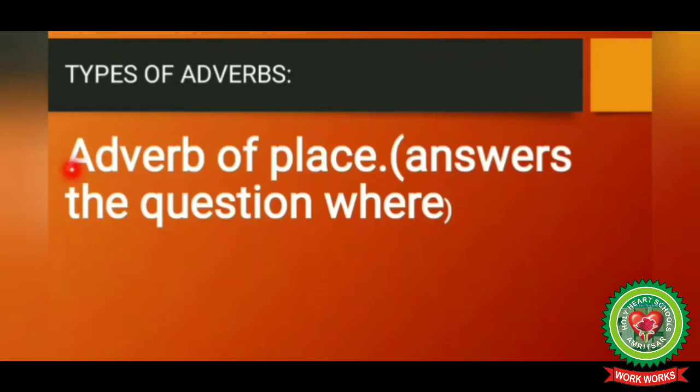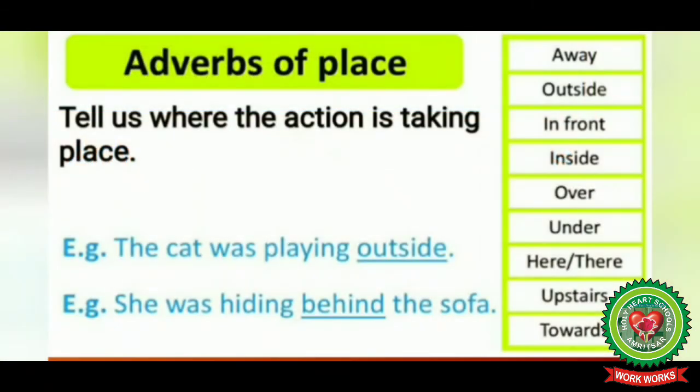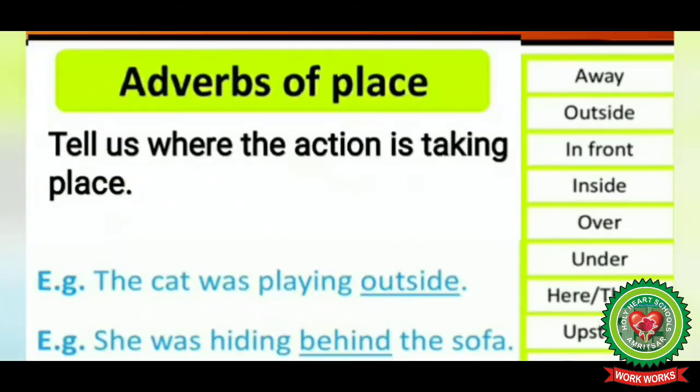Next type is adverb of place. It answers the question where. Adverbs of place tell us where the action is taking place. It tells us where something is done or happens. And different words for adverbs of place are away, outside, in front, inside, over, under, here or there, upstairs, towards.